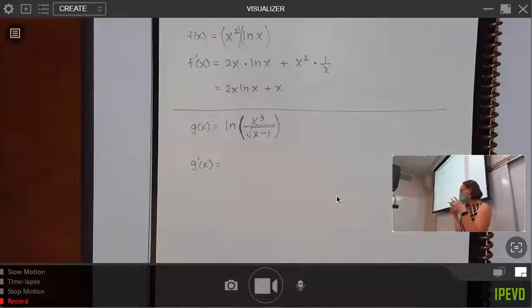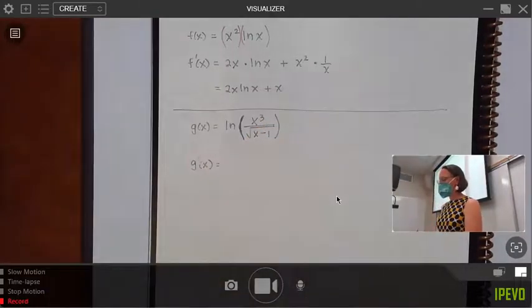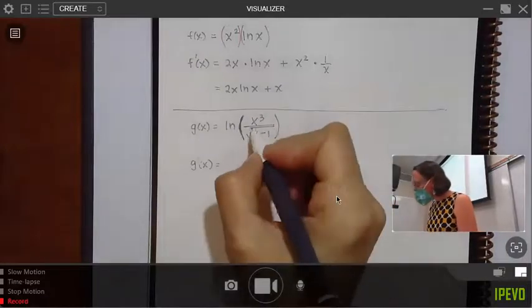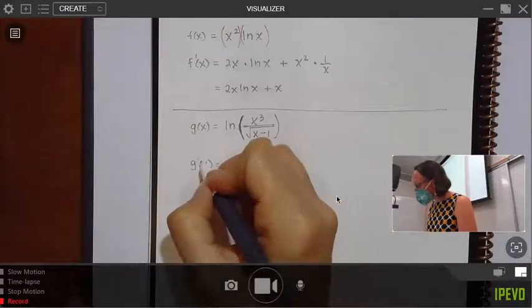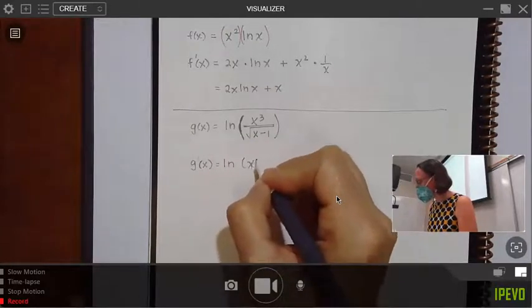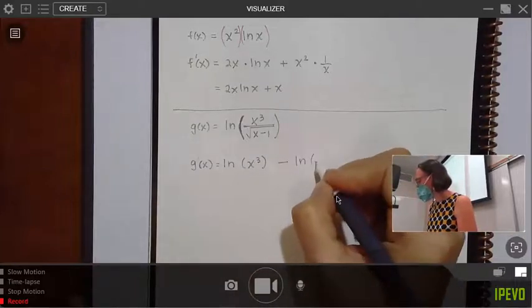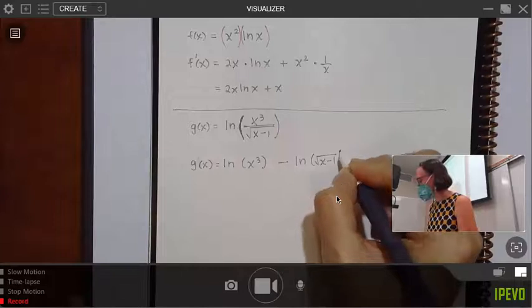We've got a bunch of stuff jumbled up inside of that natural log. And before I skip into a derivative, I want to go ahead and rewrite this using log rules. So the biggest thing that I've got here is division, and I know that I can break that apart by saying natural log of x cubed minus natural log of the square root of x minus 1.